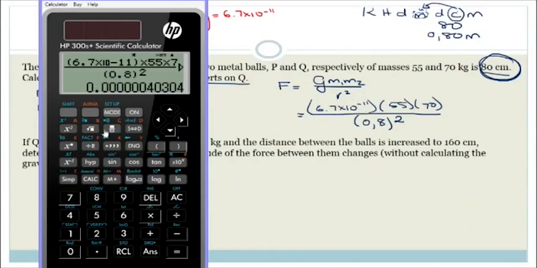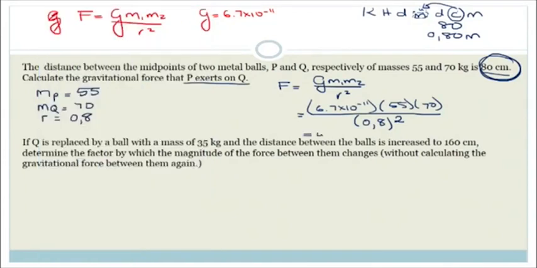So the way you work it out, if you haven't set the mode on your calculator, is you actually need to move this comma or full stop to behind the 4. So it becomes 1, 2, 3, 4, 5, 6, and there it is. So it becomes 4.03 times 10 to the negative 7. And remember, you're working out the force, so it's newtons.